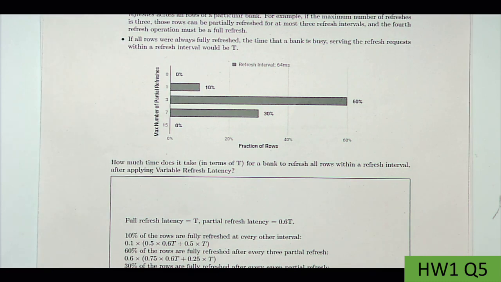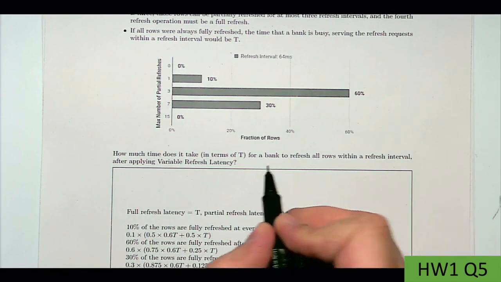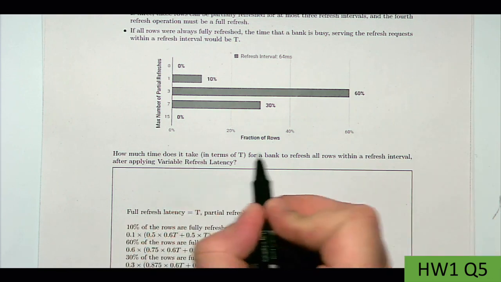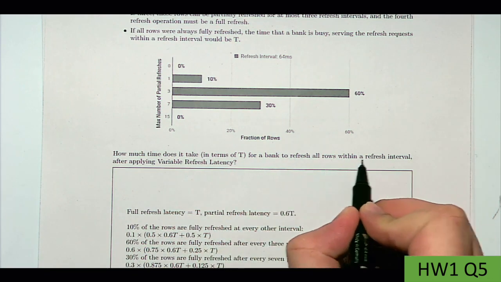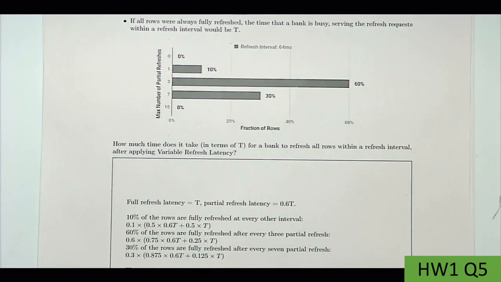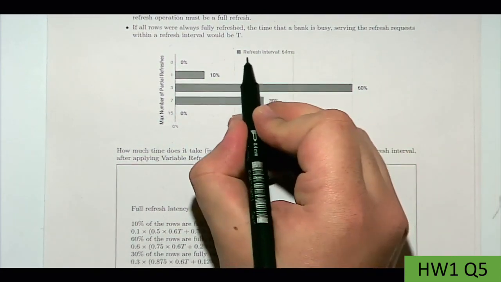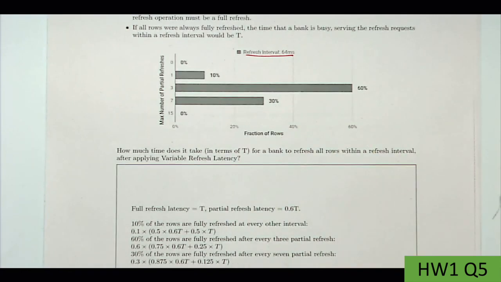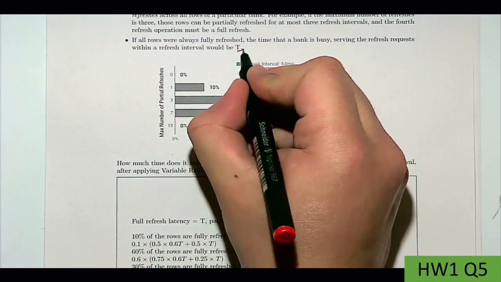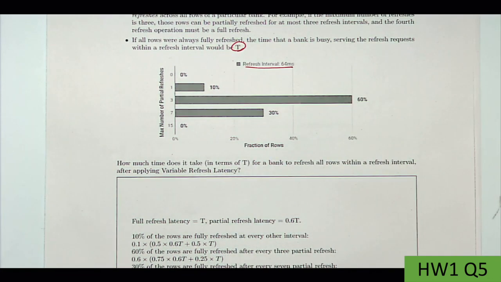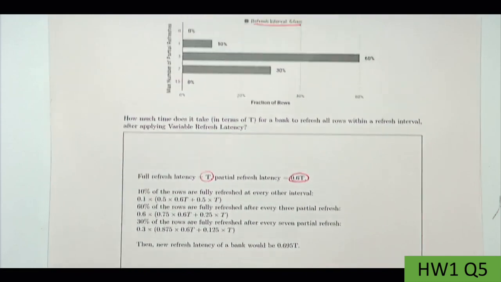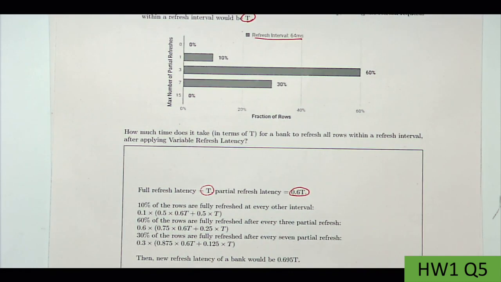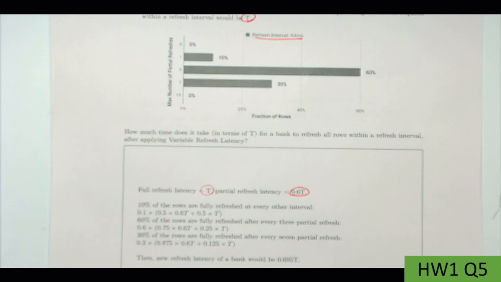And here, what we need to calculate is how much time it takes for a bank to refresh all rows within a refresh interval, right? So here, we only have one single refresh interval, which is 64 milliseconds. And our refresh latency, the full refresh latency, is described as T, and the partial refresh is 0.60, 60% of that, right? Okay, so what we do here is actually just multiply and add them up.